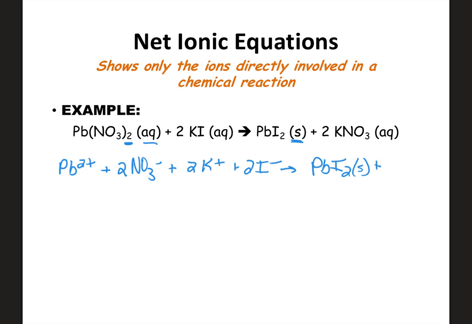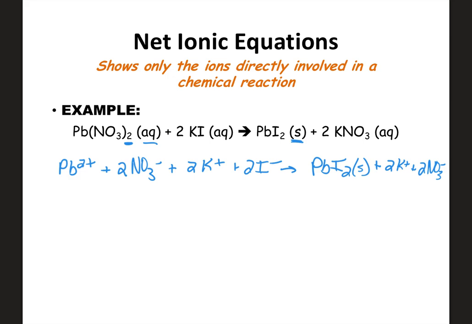And then we have the 2KNO3. It's aqueous, so it's going to rip apart into its ions: 2K plus, 2NO3 minus here. So you ripped apart all of your aqueous substances and turned them into their ions. The solid stays together. Now we're looking for spectator ions, those that are the same on both sides of the equation that are basically not important for the overall net ionic equation.